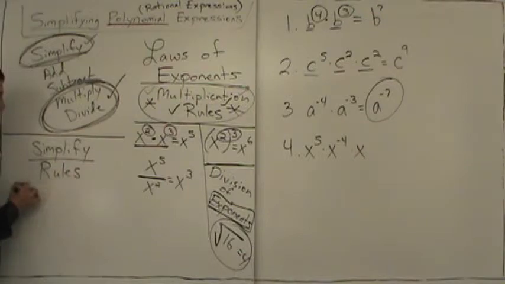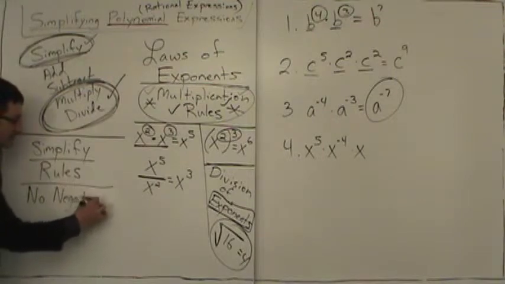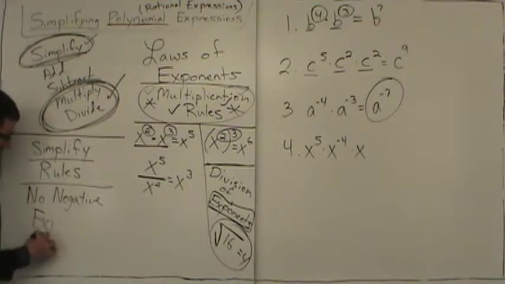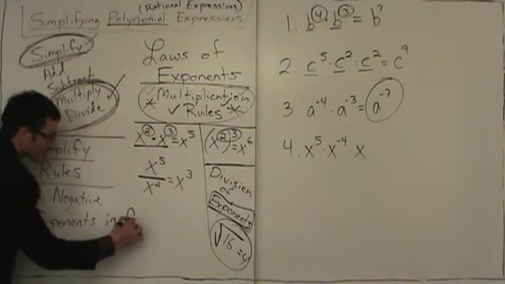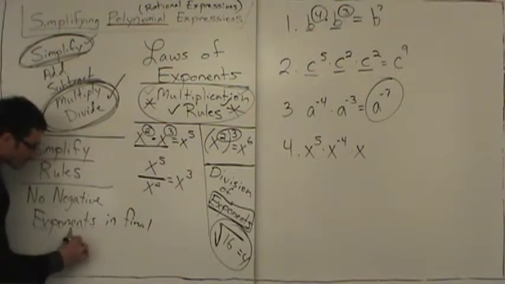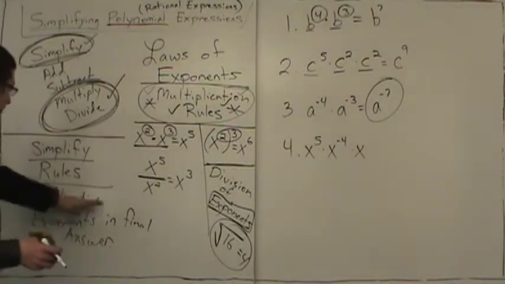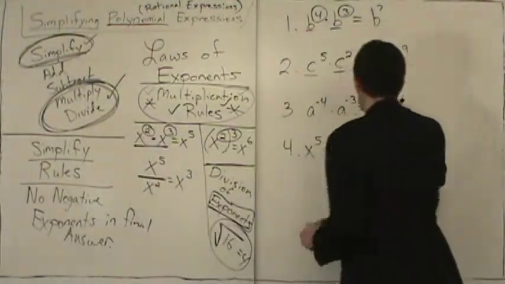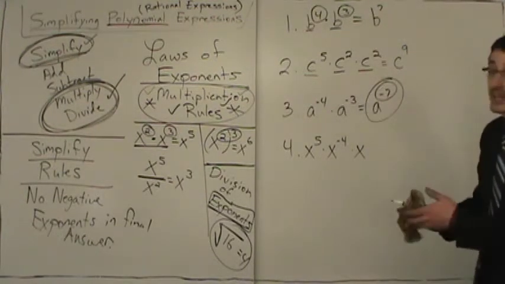Simplify rules. Okay, so for rules for simplification, the first rule is that you cannot have negative exponents in the final answer. No negative exponents in the final answer. Look at this. Can we have a to the negative 7th as the final answer? No. Why? Because it has a negative exponent.